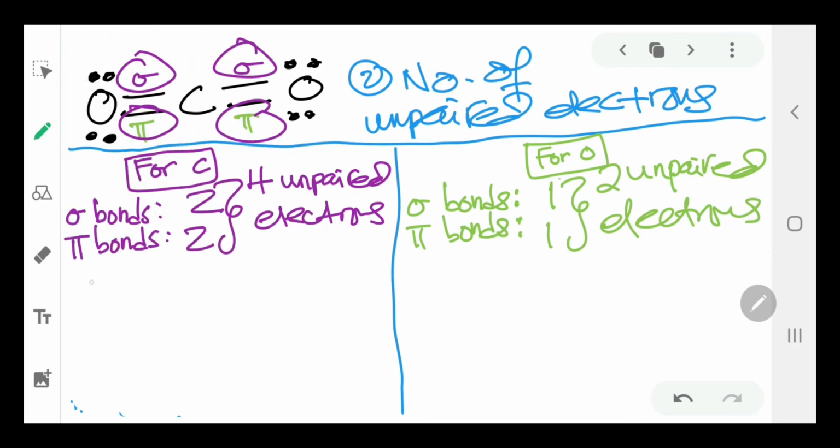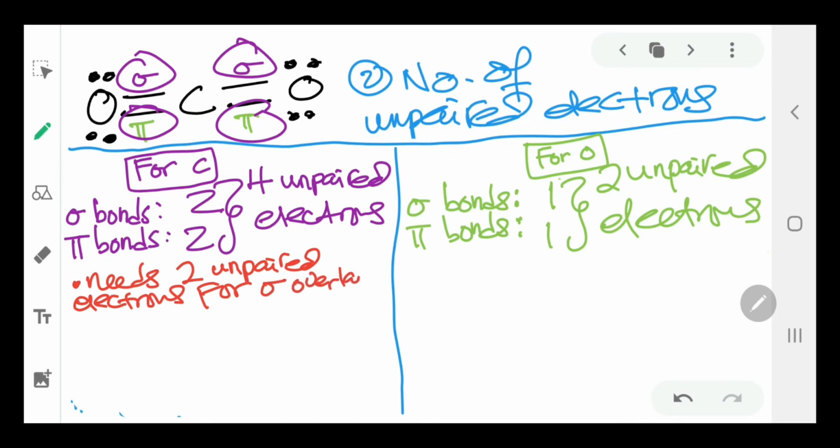Okay, so I'm going to write some notes over here. So for this, it needs 2 unpaired electrons for sigma overlapping (in bracket, head to head) with the oxygen just now, sp3 orbital of oxygen.